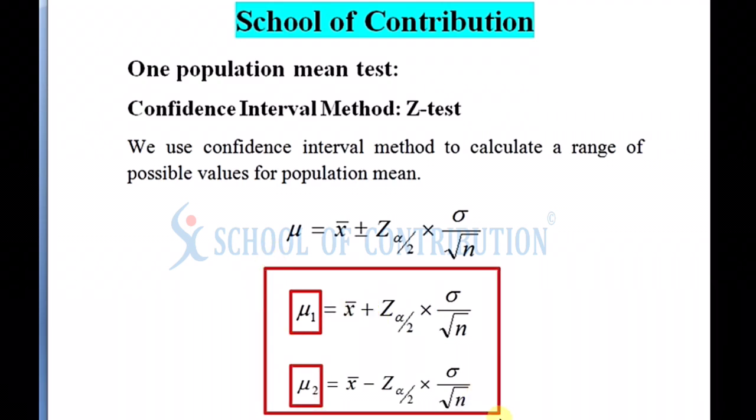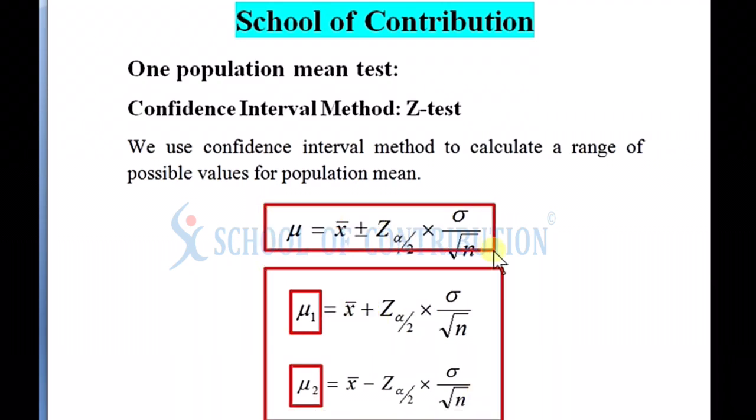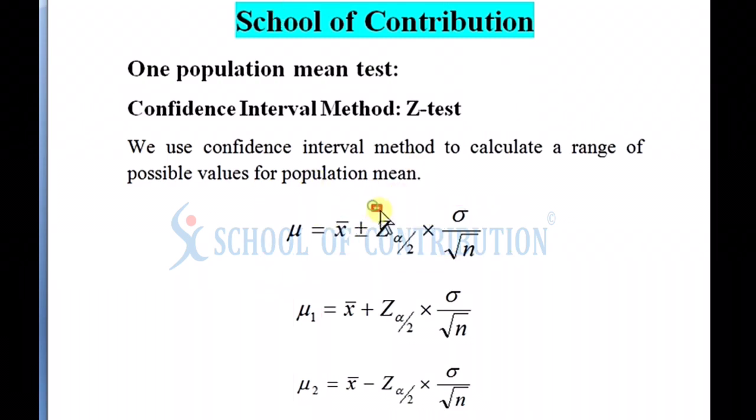So these are the two interval values that we can easily derive from this formula by adding and subtracting this component from the sample mean. And we have to remember that in the case of interval values, we have to use the total critical value all the time, whether the hypothesis is one tail or two tail, it doesn't matter. We always use the total critical value to calculate our interval values.